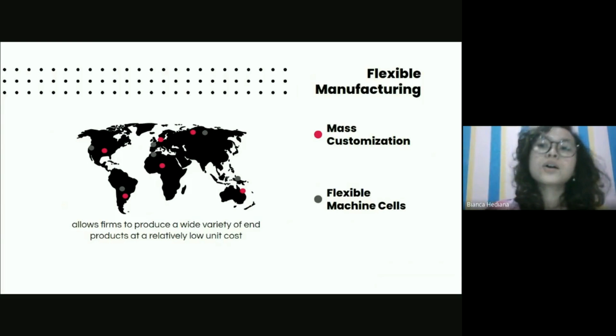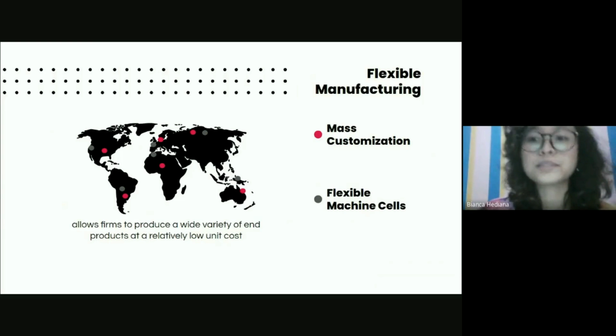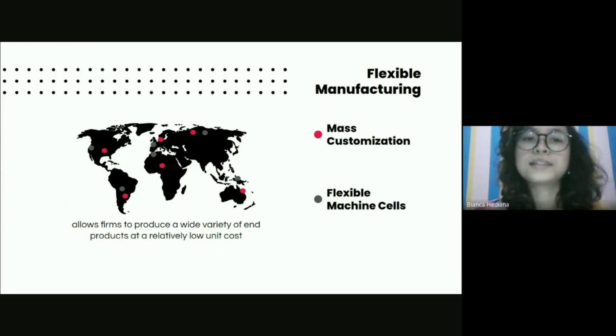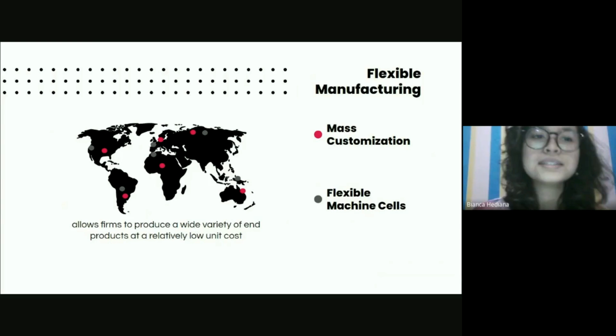So after we talk about mass customization, let's talk about another point of flexible manufacturing, which is the flexible machine cell, another common flexible manufacturing technology. A flexible machine cell is a grouping of various types of machinery, a common materials handler, and a centralized cell controller or computer. A cell normally contains 4 to 6 machines capable of performing a variety of operations.